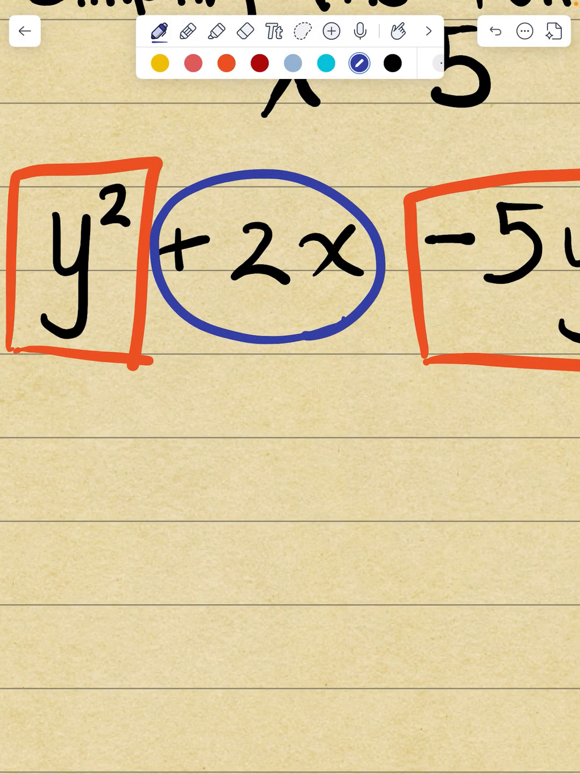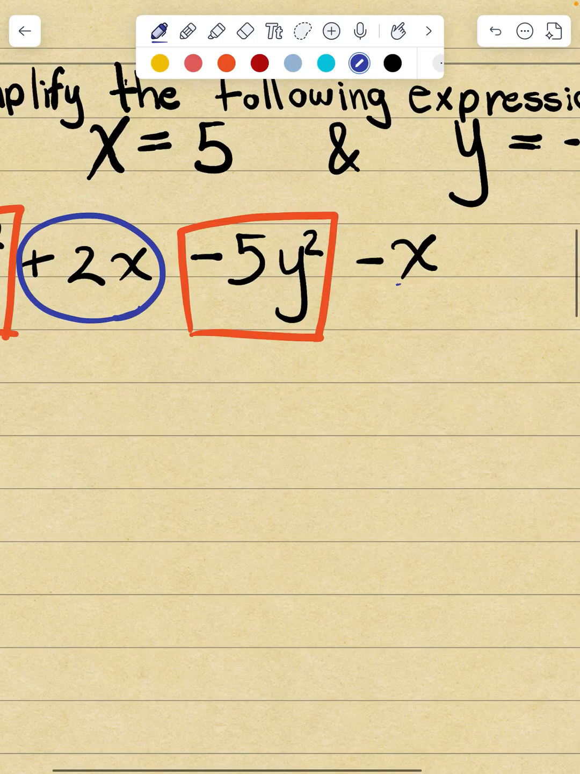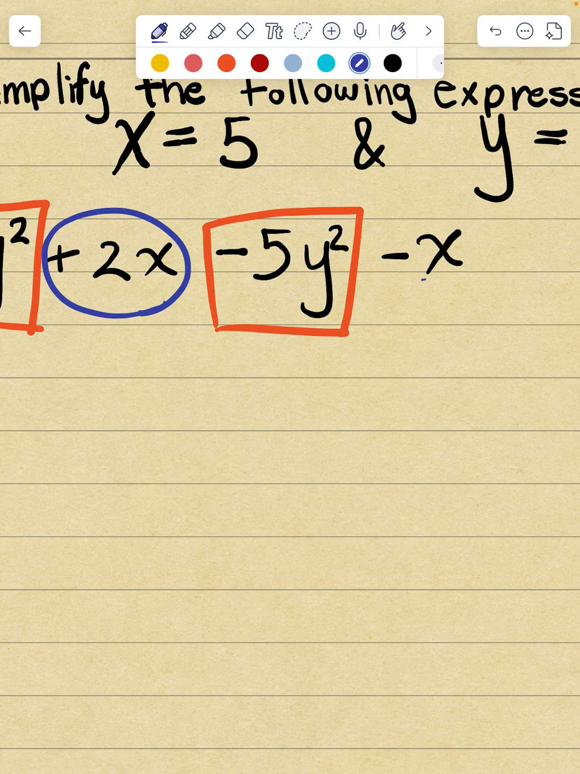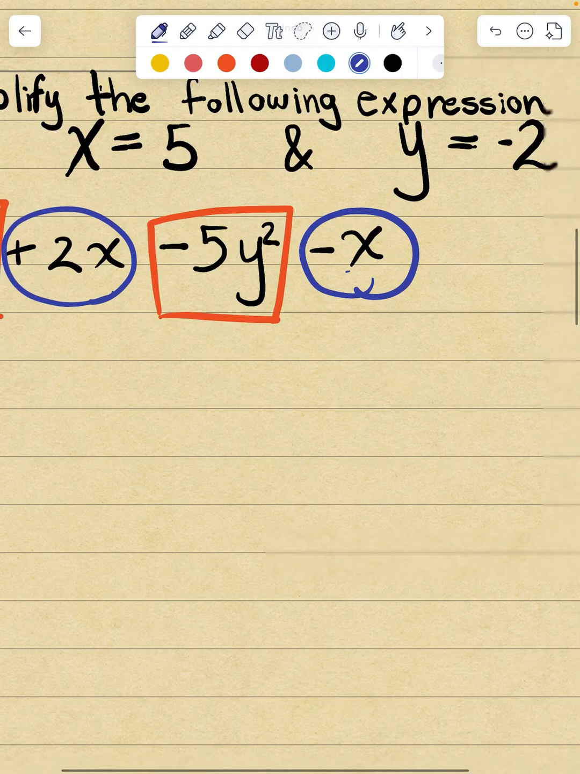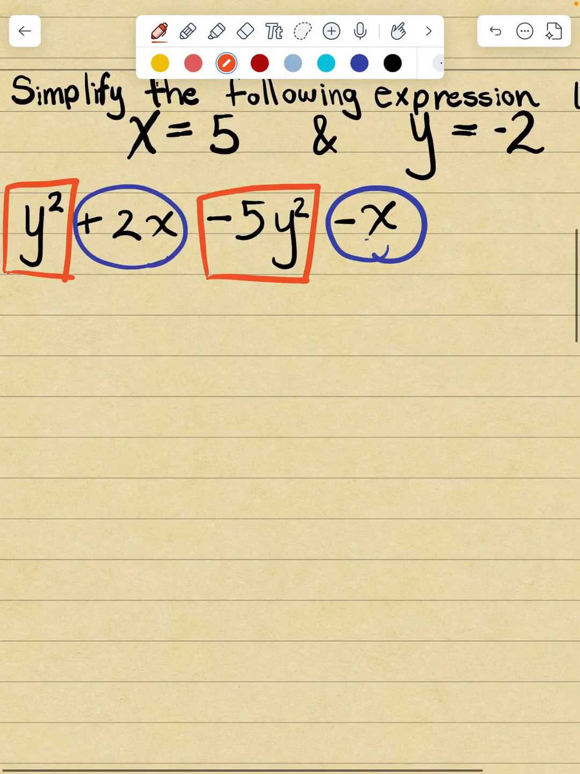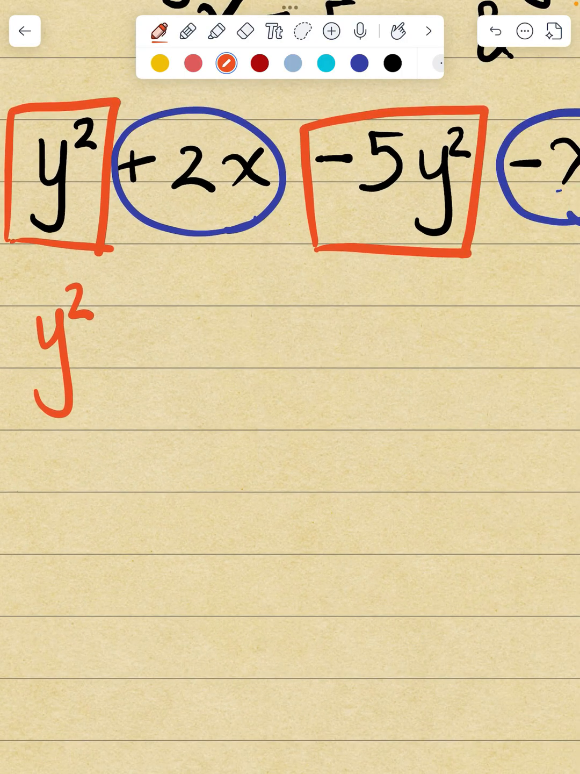My next term is plus 2x, so I'm looking for things with x's raised to the invisible 1. So with an exponent of invisible 1. And all I have left is this x over here, and wouldn't you know it, it has an invisible 1 exponent. Okay. So now my next step is to rewrite my equation, or my expression. Sorry, an equation has an equal sign. This has no equal sign, so it's an expression. I'm going to rewrite my expression, x squared, and then I'm going to skip this one and go to the next box, minus 5, I said x squared, y squared minus 5, y squared.